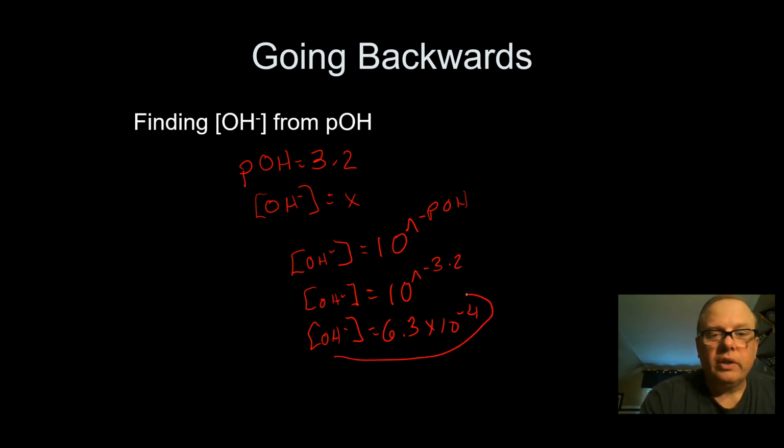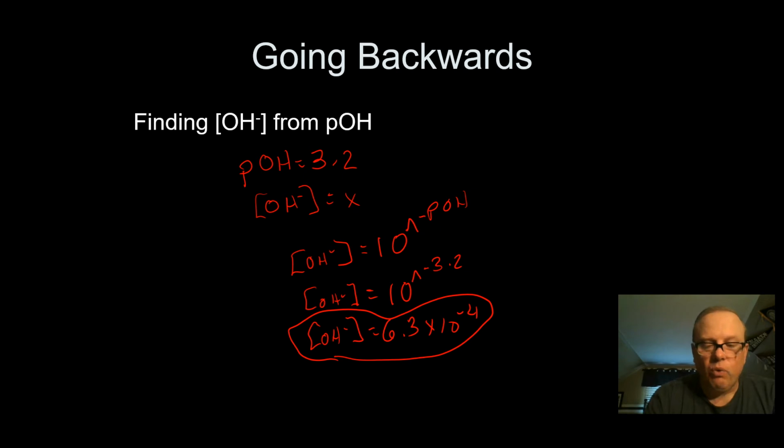And that is the concentration of the hydroxide. If the pOH is in the 3, the pOH will generally be in the negative 4. That's how logarithms work. Okay, that's how you go backwards.